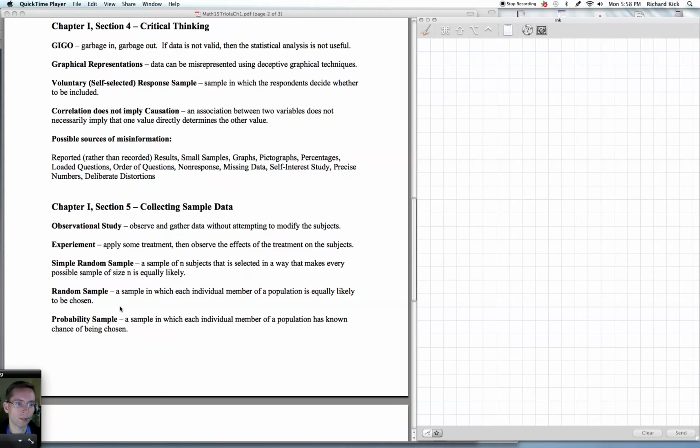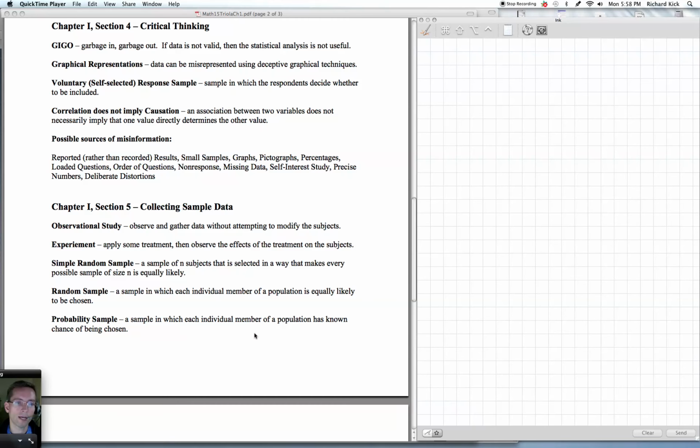Whereas a random sample is simply a sample where each individual member in the population was equally likely to be chosen. So for a simple random sample, choosing groups of size n, every individual member should be equally likely to be chosen. And then a probability sample is a sample in which each individual member of a population has a known chance of being chosen. So for example, when you're throwing a six-sided die, you normally have every value equally likely, 1 out of 6.